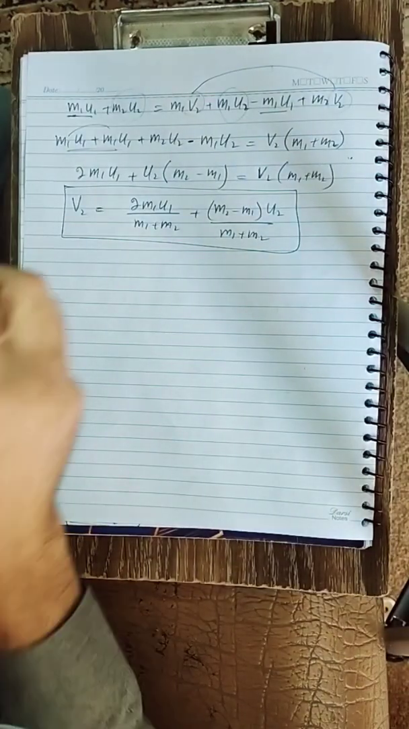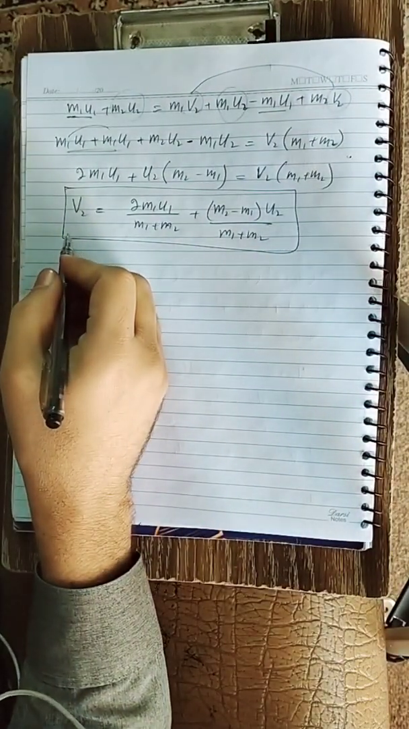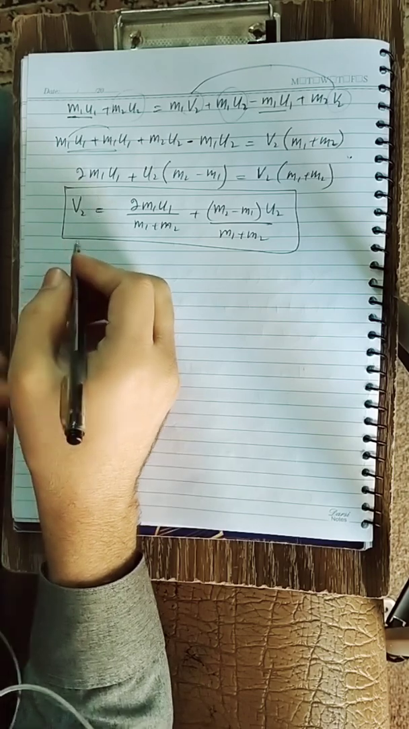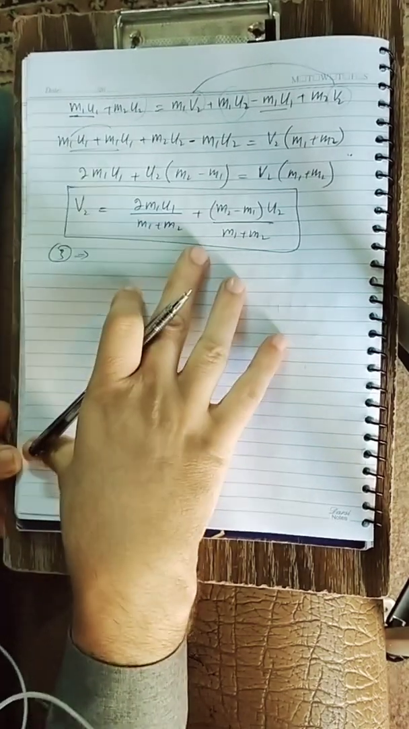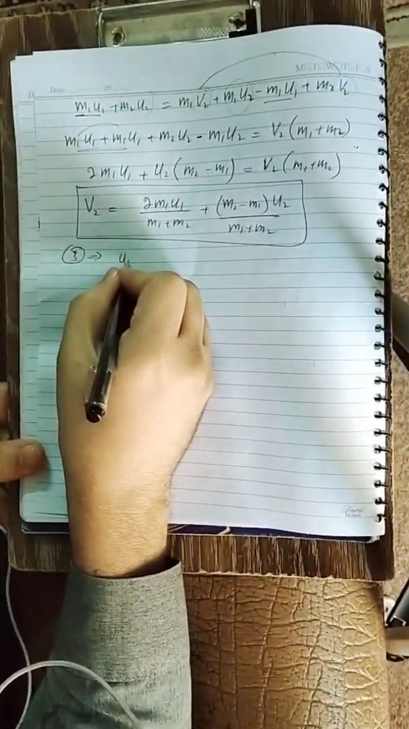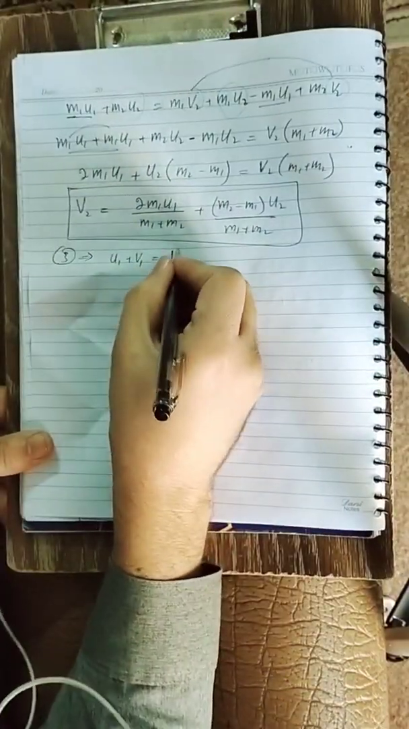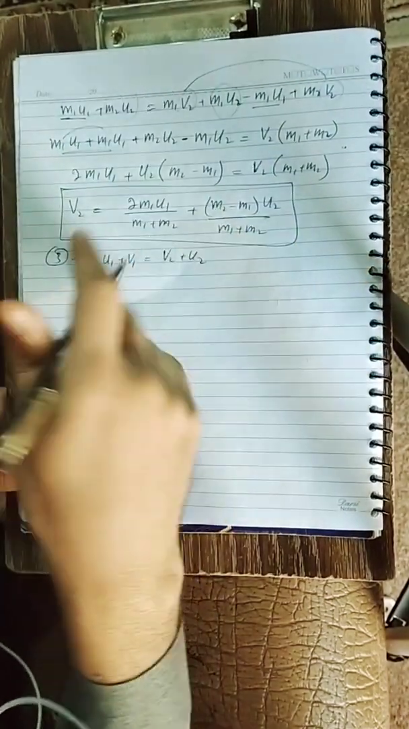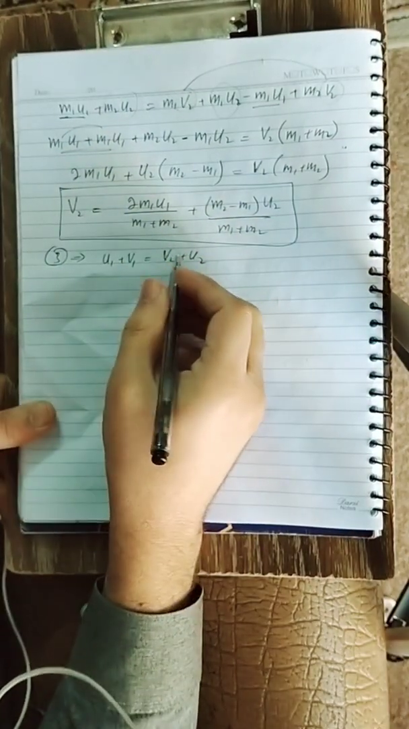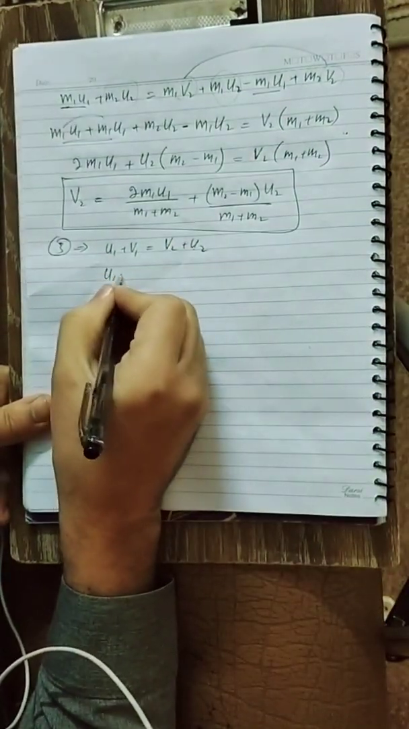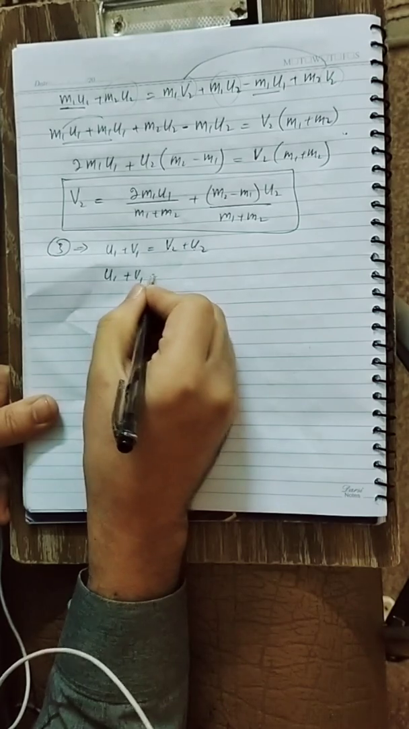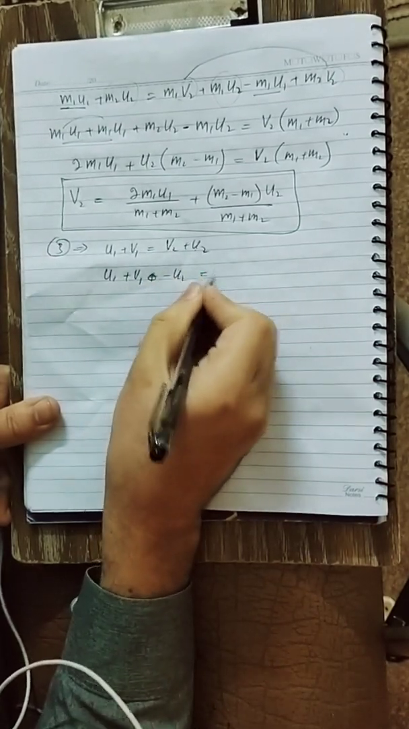Now we are going to find the velocity of mass M1 after the collision. So let us consider equation number 3 again. Equation number 3 is U1 plus V1 is equal to V2 plus U2. Now shift U2 to the left hand side, so it will be U1 plus V1 minus U2. This is the value of V2.